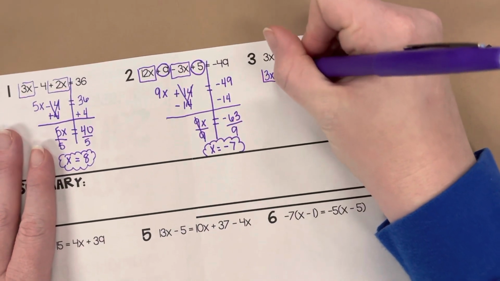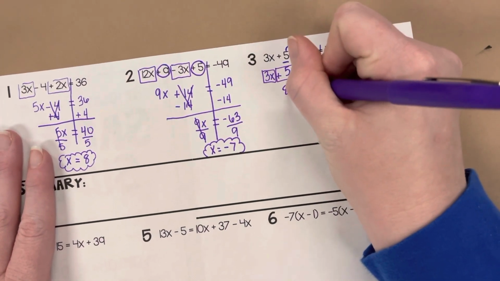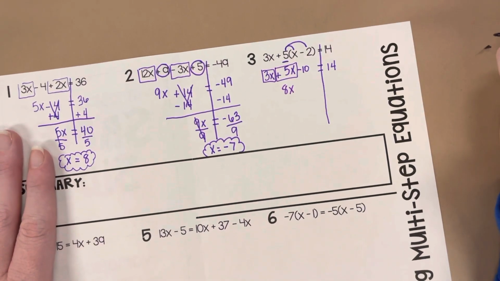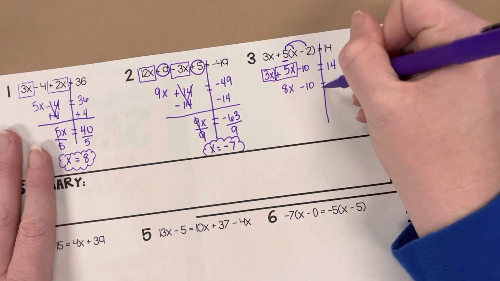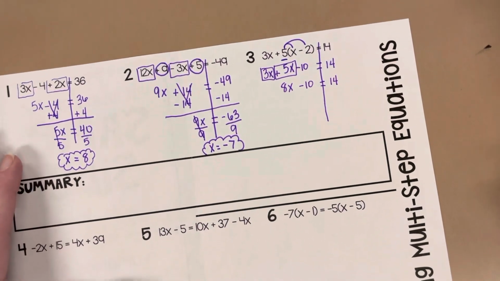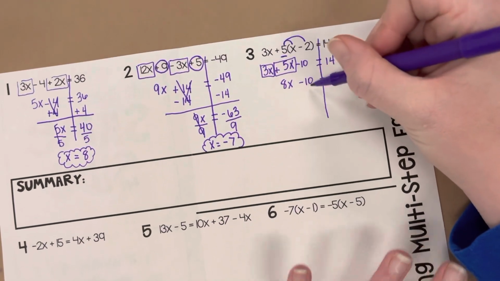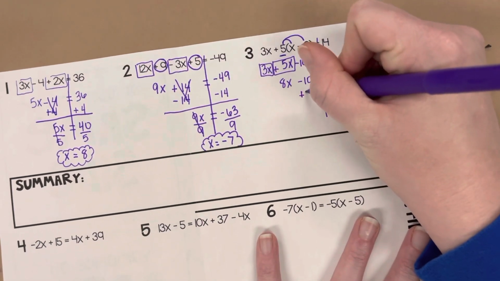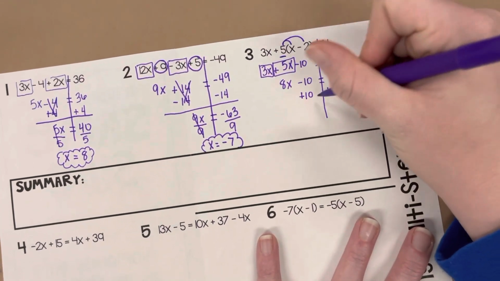Now I need to combine like terms. So I've got 3x plus 5x, which gives me 8x. Bring down that minus 10, and it equals 14. So now we're back to just isolating our variable. So I do the opposite of a minus 10 and add 10. We have to stay balanced, so we do it to both sides.